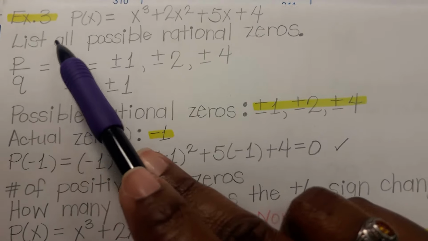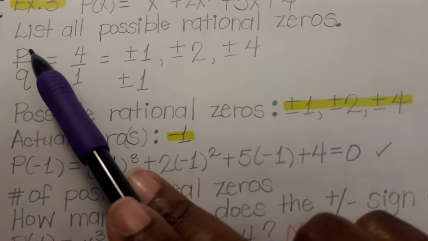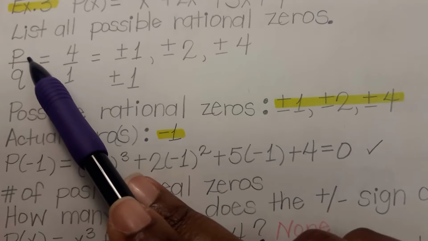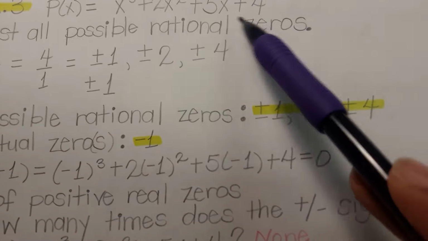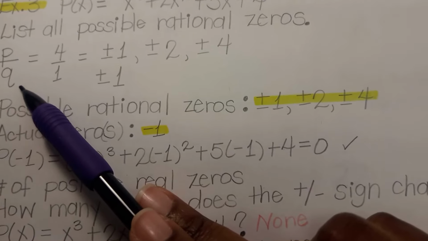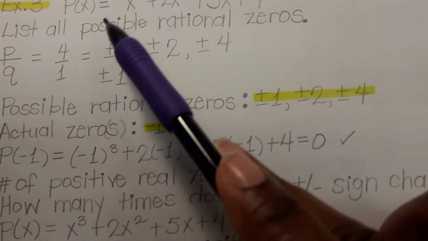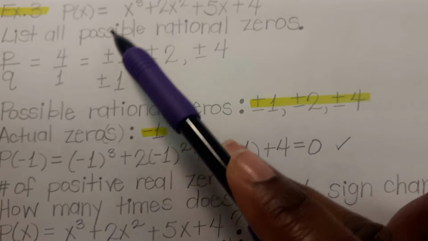So the first step is list all possible rational zeros. My formula is P over Q. P is your constant term, which we said was 4. Q is your leading coefficient, which is 1. And I want you to remember that your leading coefficient is always connected with the degree.